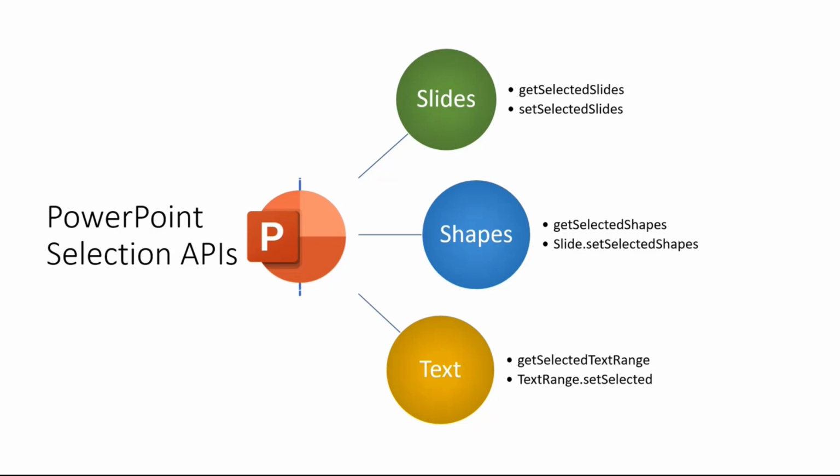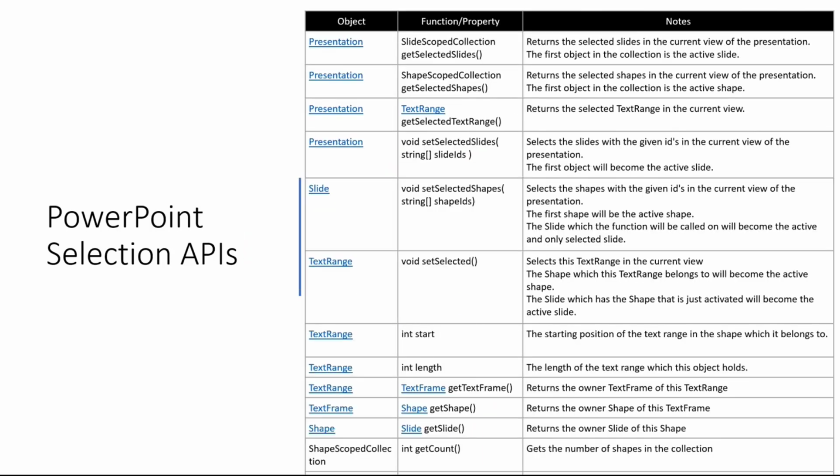If I want to go a bit deeper, this is the full list of APIs here. But for example, we can talk about the primary ones, coming from the presentation. It has get selected slides, get selected shapes, and get selected text range. On top of that, it has the ability also to set a specific set of slides as selected slides. For this purpose, we had to introduce slide scope collection and shape scope collection. And also for a slide, we have the ability of setting the shape list, or on a text range, we can set it as selected.